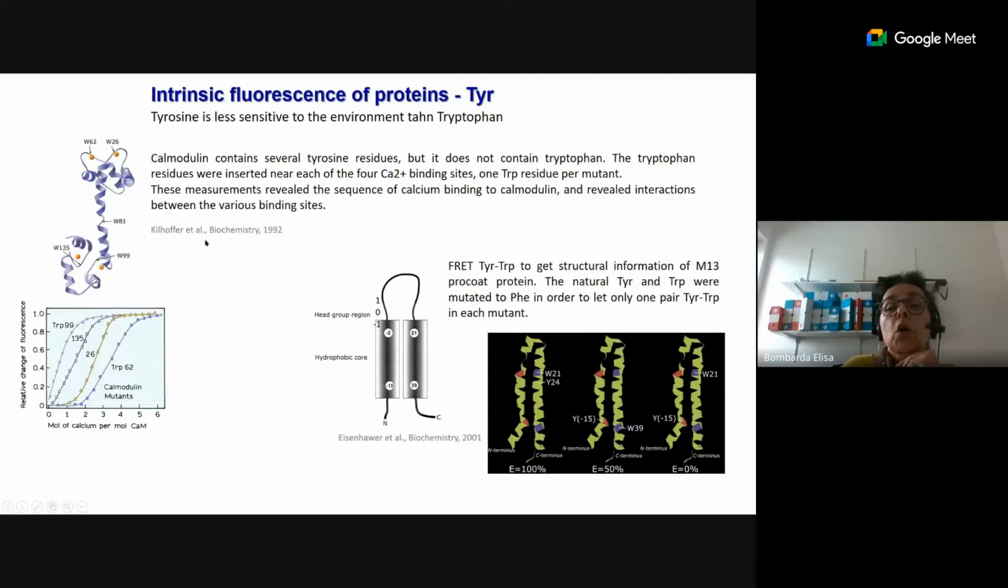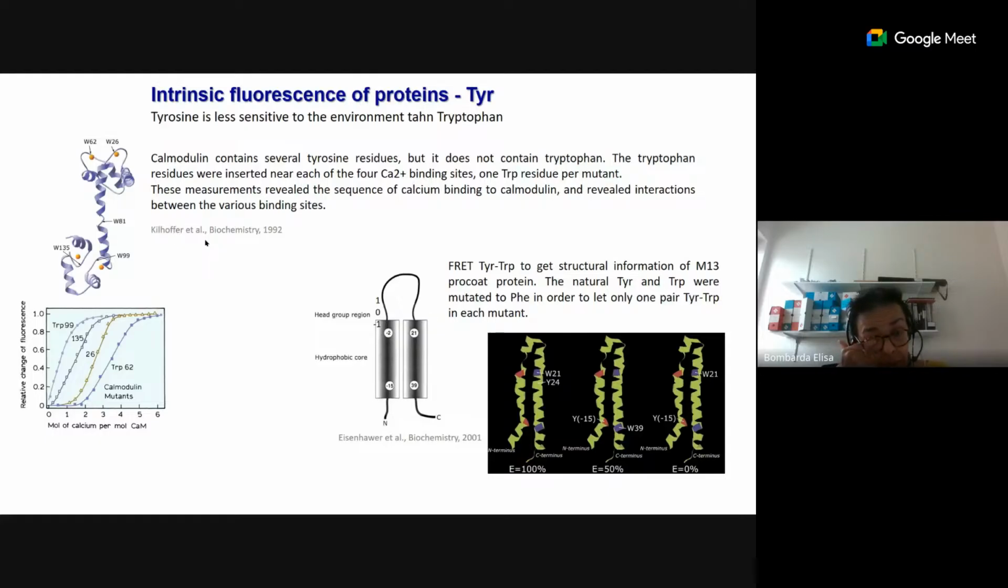So just like this, putting tryptophan in a specific position by changing the sequence of the protein. Of course, it has to be done genetically. You have to prepare the appropriate plasmid for doing this, but we are still talking about natural amino acids. So it should in principle be easier and affect the protein less.